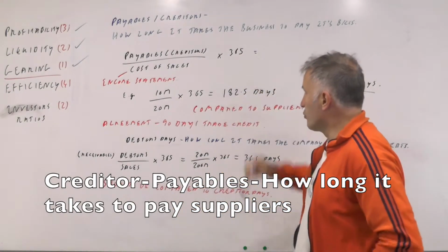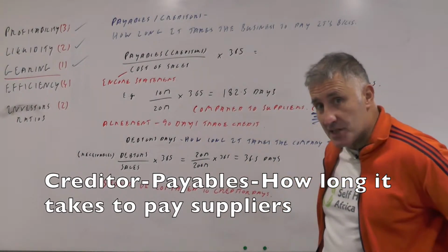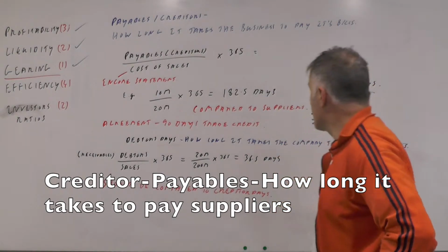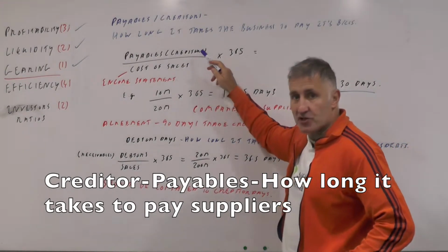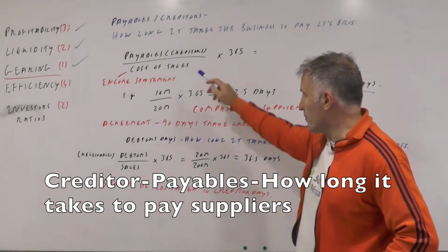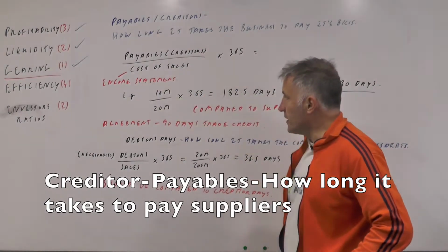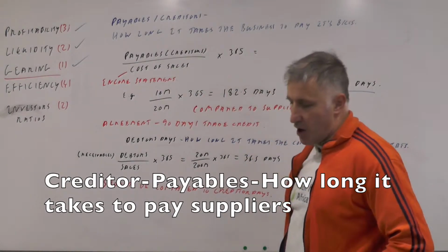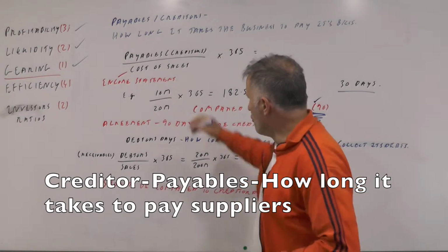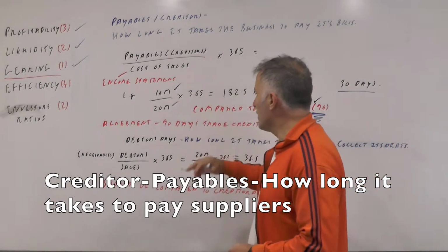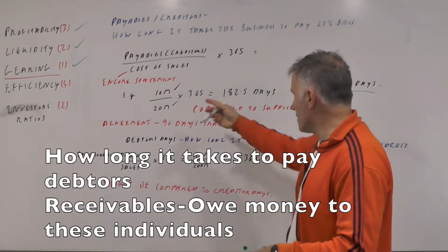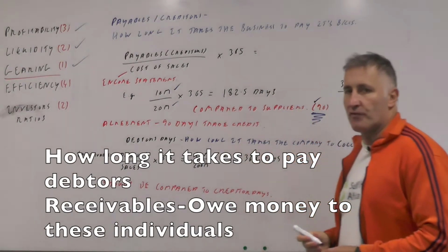Okay, so first of all, we're going to look at payables or creditor days, and this is how long it takes a company to pay its bills. Now, the equation is payables or creditors, that will be on the exam paper for you, divided by cost of sales, that will come from the income statement, times 365. So say you owe £10 million and your cost of sales is 20 million. That obviously comes out as 0.5 times 365, 182.5 days.